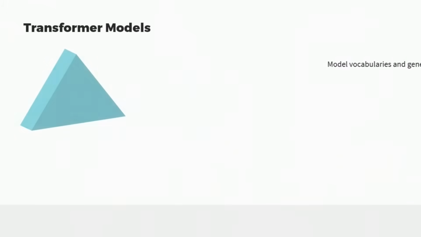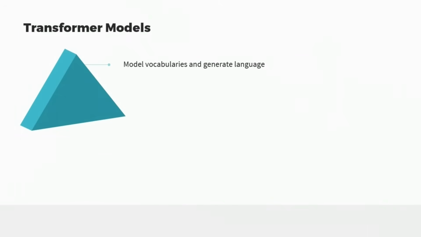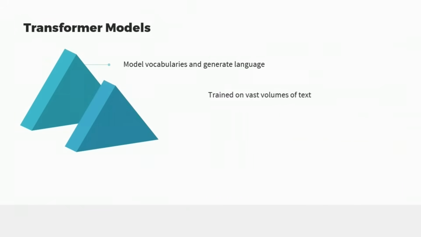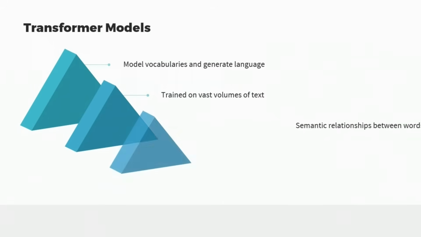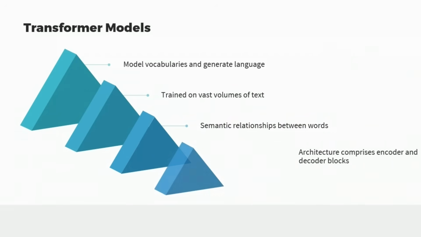Let's discuss transformer models. These are the cornerstone models of modern natural language processing in machine learning. These models are trained on massive volumes of text, and they capture semantic relationships between words, which is one reason why they can generate text that closely resembles human responses.